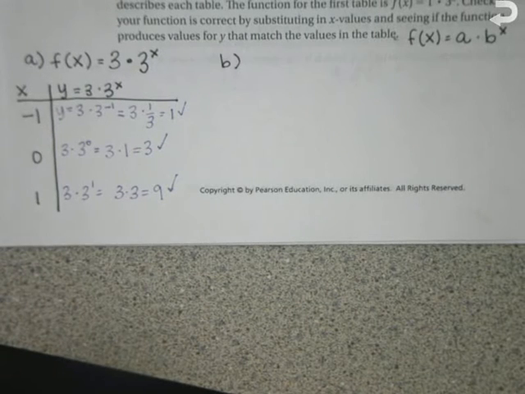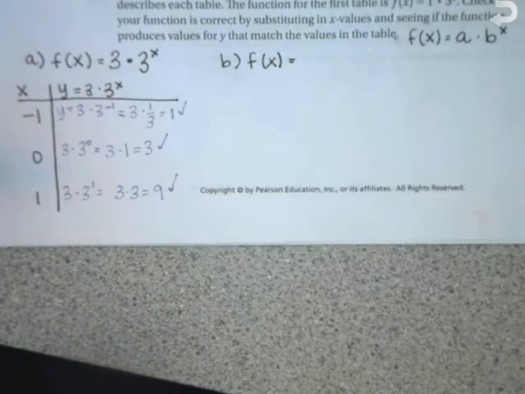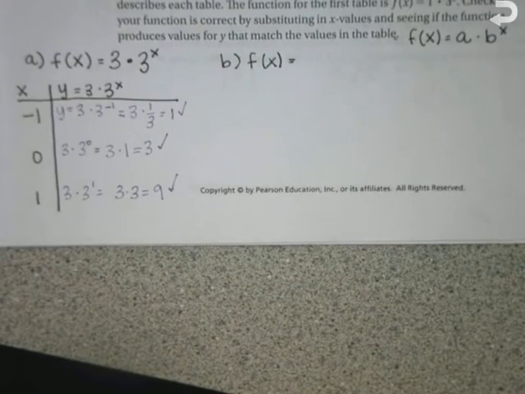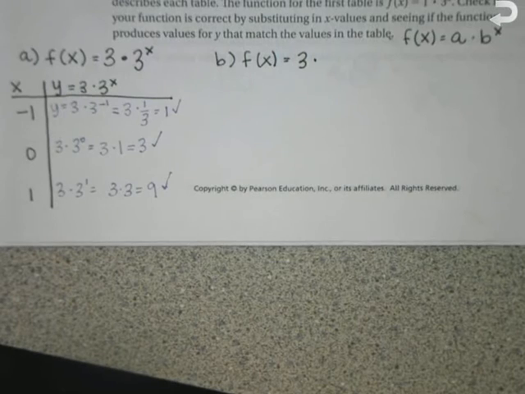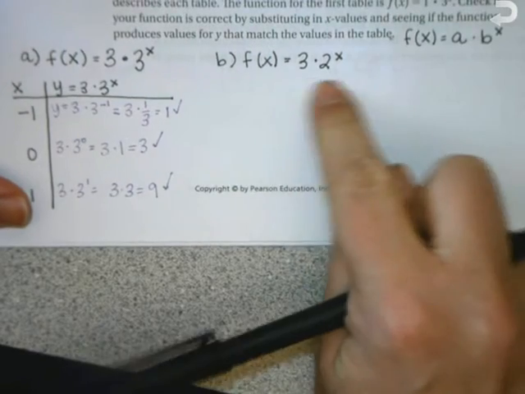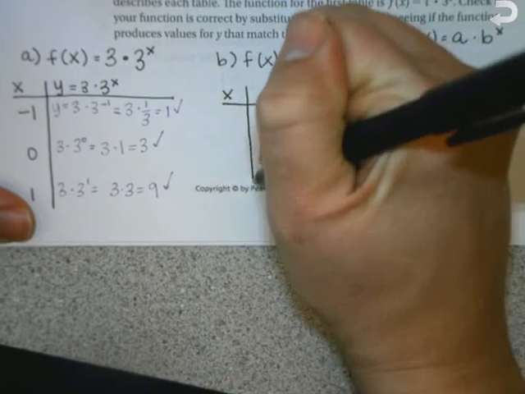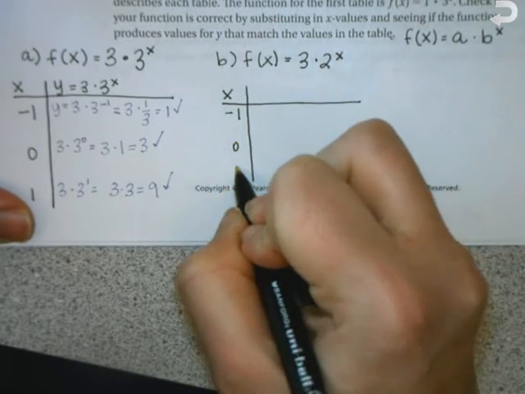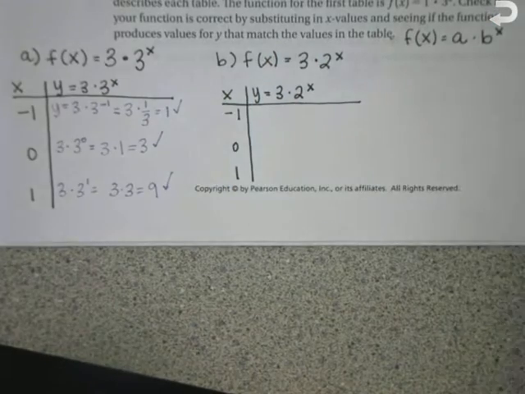Okay, so look at table B. F of x equals, what's the initial value for table B? Also 3. Remember, the initial value is where x equals 0. Times, what's the common ratio? 2 to the power of x. So we think that's our equation. Let's double check it. So you're going to do -1, 0, 1. I want you guys to check those 3 points for me, and then do part C. Come up with the equation and check.